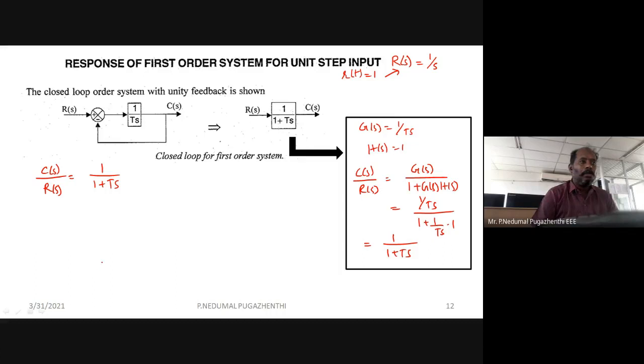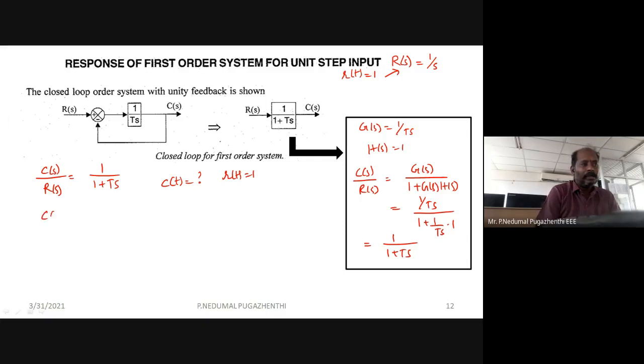Right. Now I want to find what is C of t. My ultimate aim is the time response analysis of this system. So I want to know the output response C of t for R of t is equal to 1. So I convert that into a frequency domain function: R of S is equal to 1 by S.